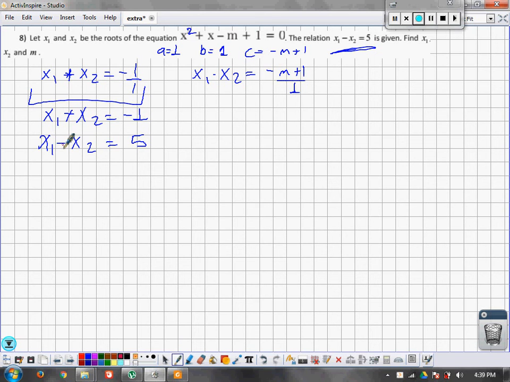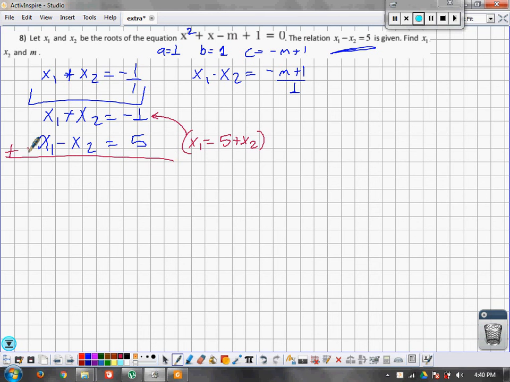If you move minus x2 to the other side, you will get the first way: x1 is equal to 5 plus x2. You can put this one in the other equation. Instead of x1, you can write 5 plus x2. But right now I will use the elimination method.